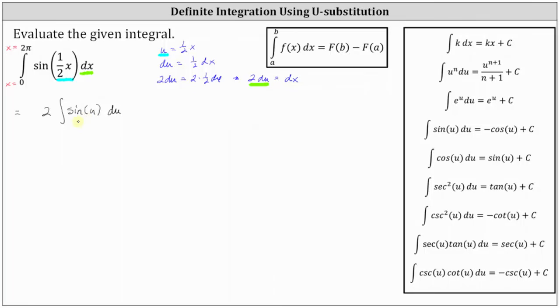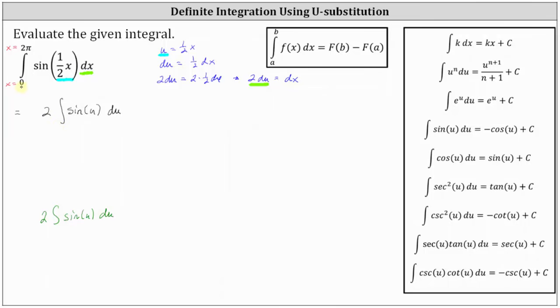And now we need to make a choice. If we want to leave this in terms of u to evaluate, we need to determine the limits of integration for u using the equation u equals 1/2 x. Or we can find the antiderivative with respect to x and use the original limits of integration. In this video, I will show both methods. So I'm going to go down here and write 2 times the integral of sine u du, and we'll come back to this shortly. And now I'll show how to find the limits of integration for u.